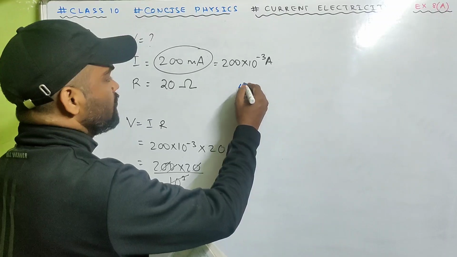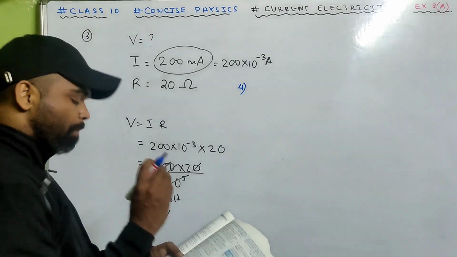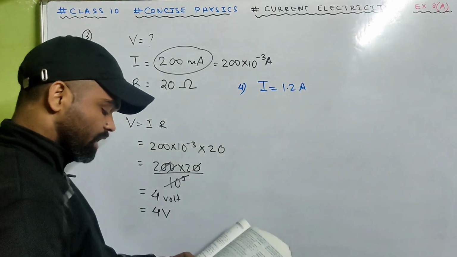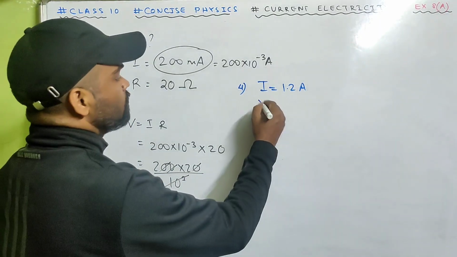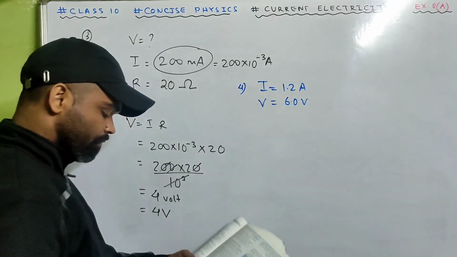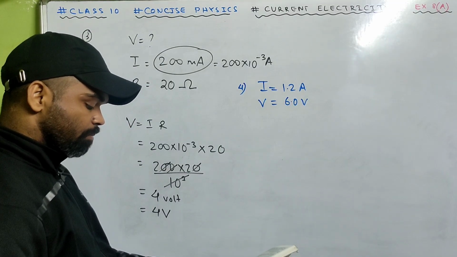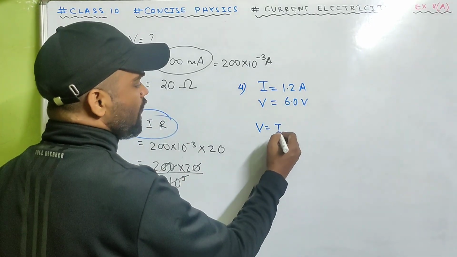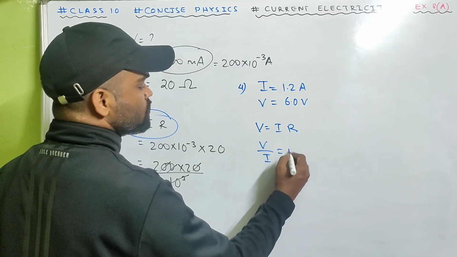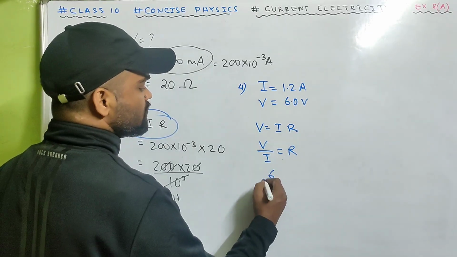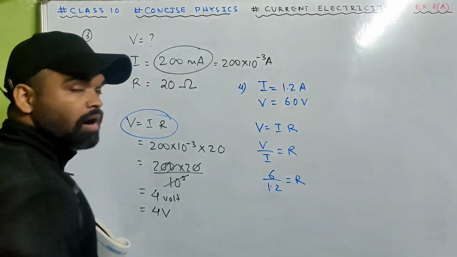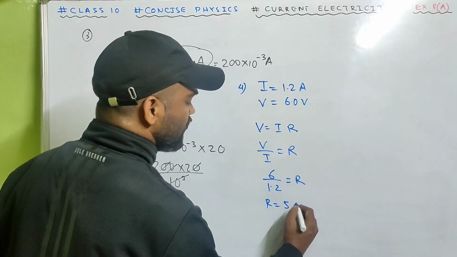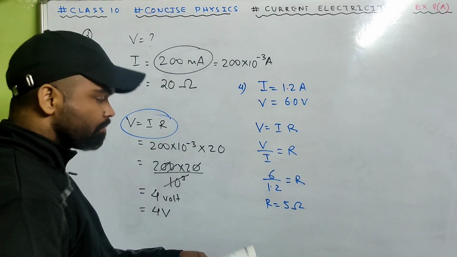Now look at number 4. Enough space, we'll do it over here only. An electric bulb draws 1.2 ampere current at 6 volt. Potential difference is 6 volt. Find the resistance of the filament of bulb while glowing. Again, same logic. According to Ohm's law, V equals IR, which means V by I equals R. So 6 by 1.2 equals R. Yes or no? That comes 5 times. So R is 5 ohm. That's my answer.